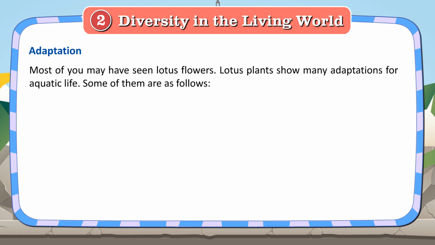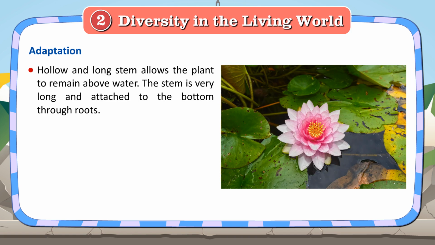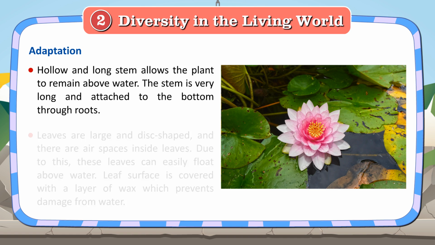Most of you may have seen lotus flowers. Lotus plants show many adaptations for aquatic life. Some of them are as follows. Hollow and long stem allows the plant to remain above water. The stem is very long and attached to the bottom through roots.